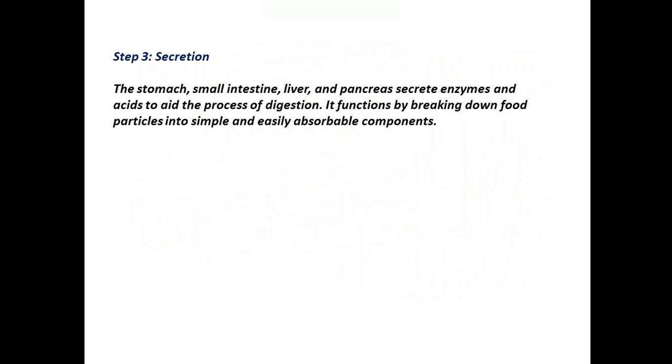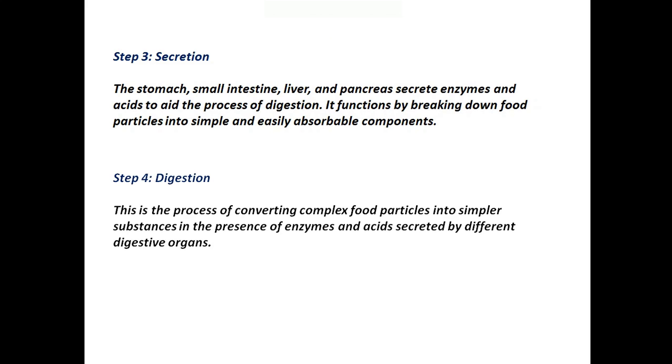Step 3 is secretion. The stomach, small intestine, liver, and pancreas secrete enzymes and acids to aid the process of digestion. It functions by breaking down food particles into simple and easily absorbable components. Fourth step is digestion. This is the process of converting complex food particles into simpler substances, in the presence of enzymes and acids, secreted by different digestive organs.